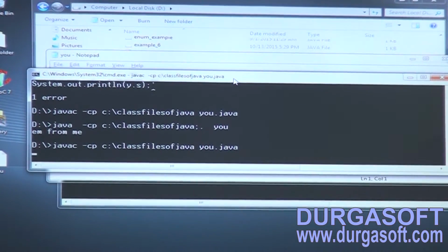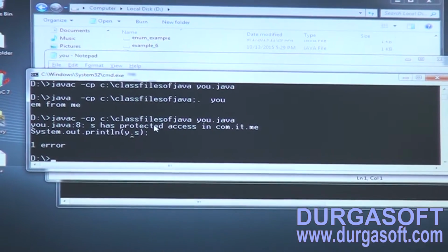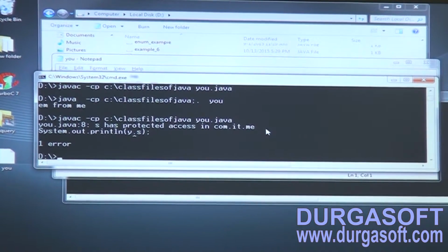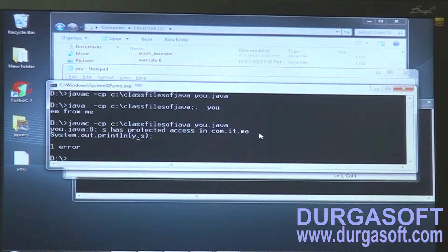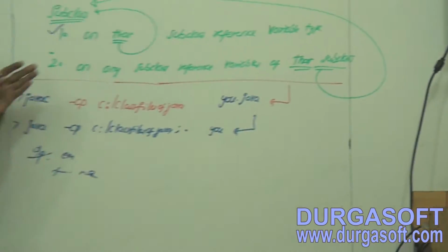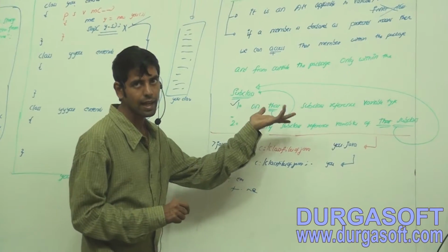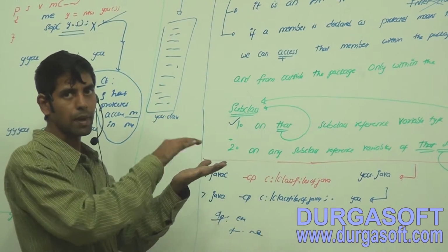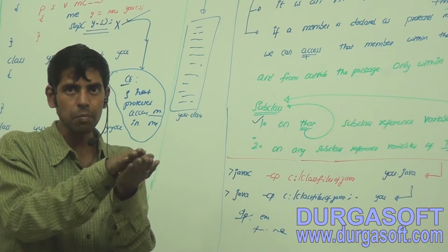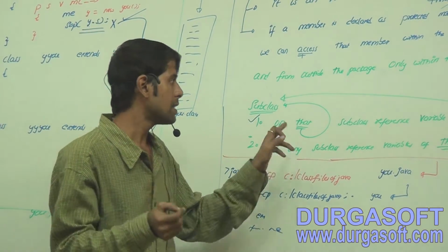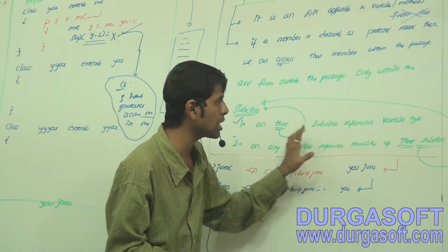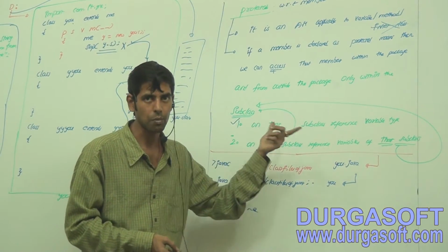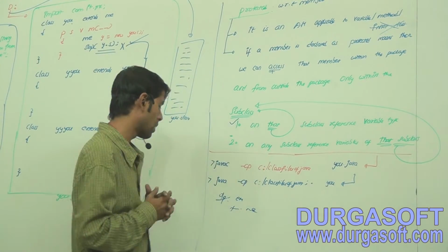Observe carefully. s has protected access in com.it.Me, giving the fully qualified name. Very important, I think you get this logical tricky thing. From outside the package, only within the subclass, and that too on that subclass reference variable only we can do access. I hope you get the meaning of this oral statement.